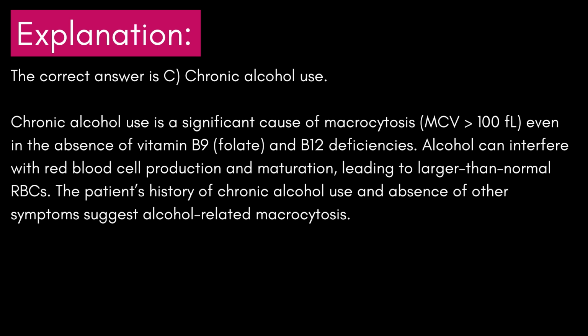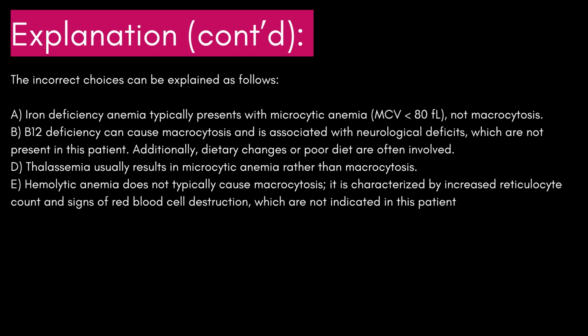Alright, let's go ahead and see why the other answer choices are incorrect. The incorrect choices can be explained as follows. A. Iron deficiency anemia typically presents with microcytic anemia, mean corpuscular volume less than 80 femtoliters, not macrocytosis. B. B12 cobalamin deficiency can cause macrocytosis and is associated with neurological deficits, which are not present in this patient. Additionally, dietary changes or poor diet are often involved.